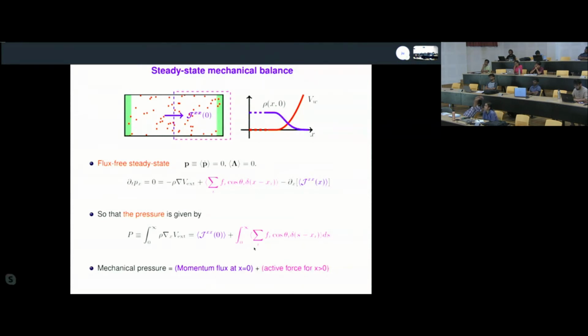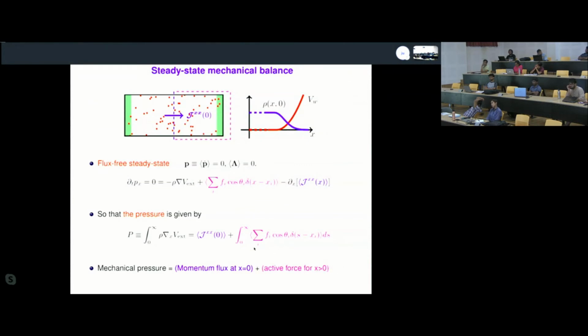But now, if I look at the contribution because of the flux of momentum, d_x of J_xx, if I integrate d_x of something, I just get J_xx evaluated at 0 minus J_xx at plus infinity. There are no particles outside the box, so J_xx will be 0. There is no momentum flux at infinity. And so the pressure is equal to just J_xx at 0, in the center of the box, plus the term in magenta, which is the integral from 0 to infinity of the local density of active force.